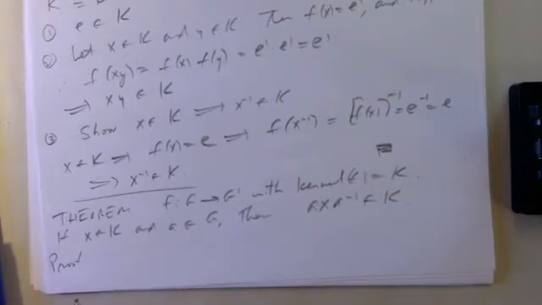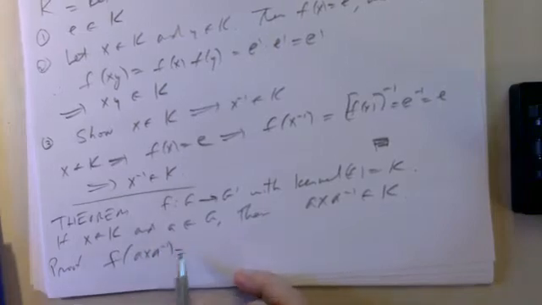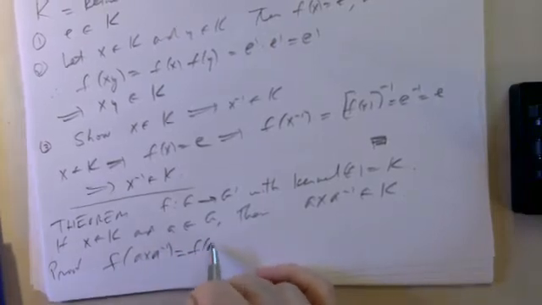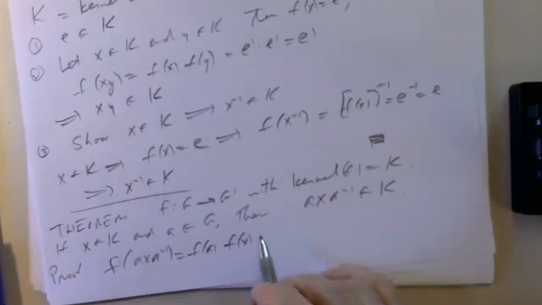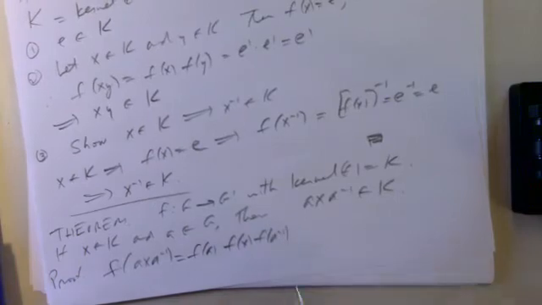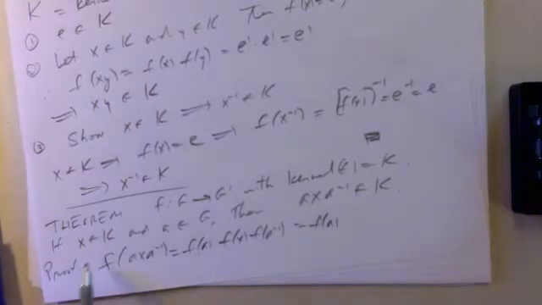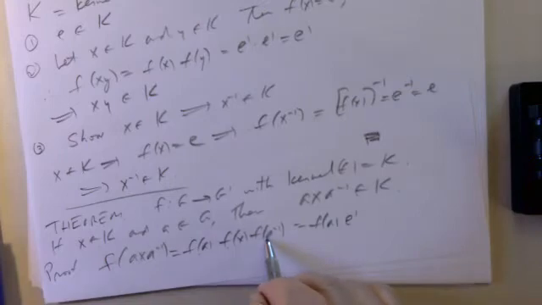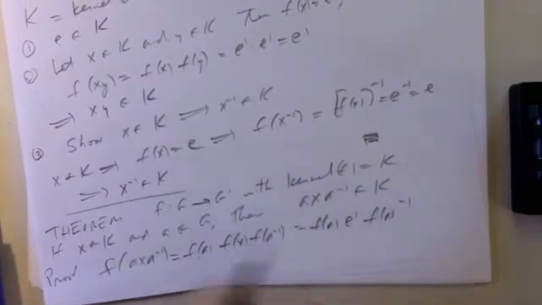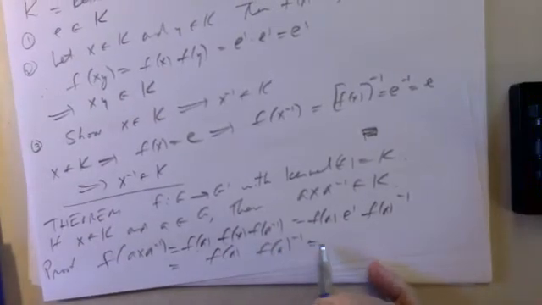And the proof's as follows. What is f of a x a inverse? Because f is a homomorphism, this is f of a, f of x, f of a inverse. x is in K, so f of x is the identity. So this is just f of a times f of a inverse, which is the identity.